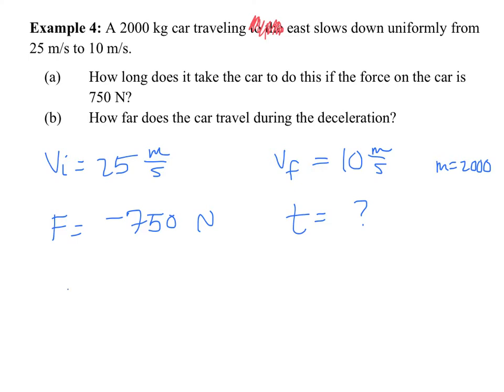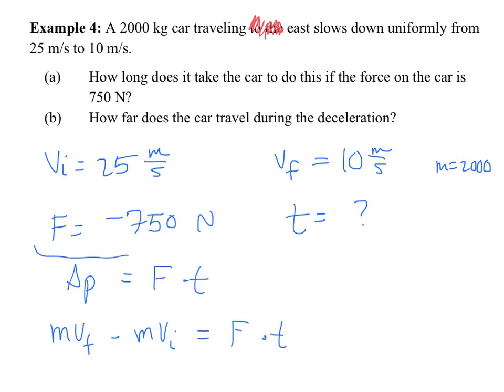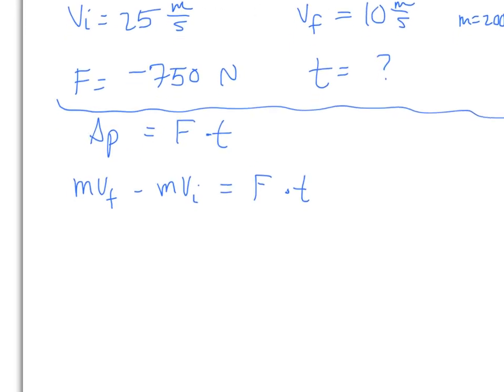So we can use delta P equals Ft. We could say mvf minus mvi equals F times t. Remember, delta P means final minus initial, so I'm jumping right to mv there. I'm not writing Pf minus Pi every single time. Our goal is to find out how long it takes, so we should divide by force.